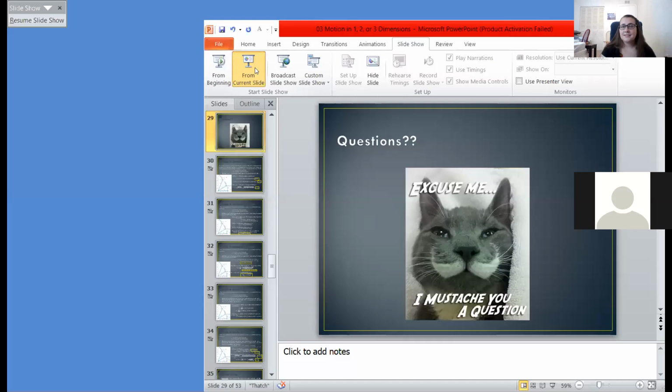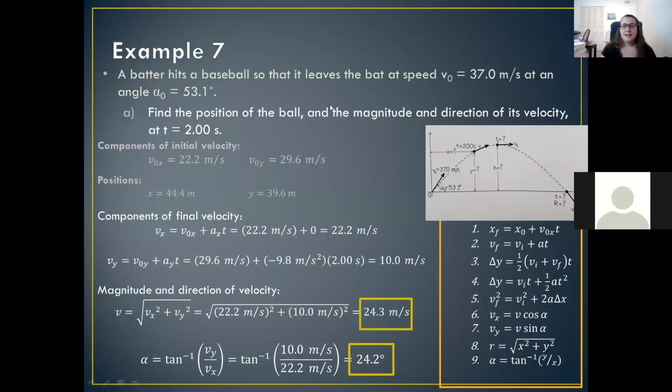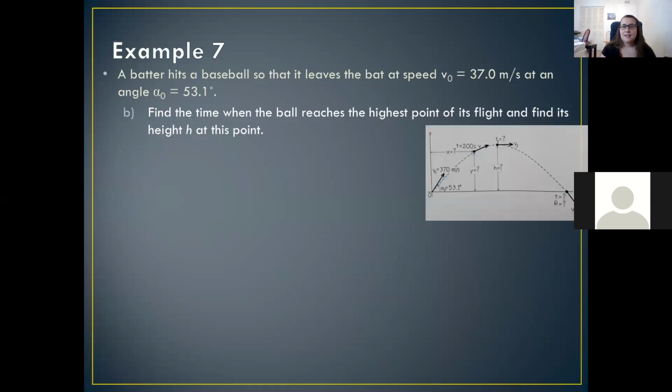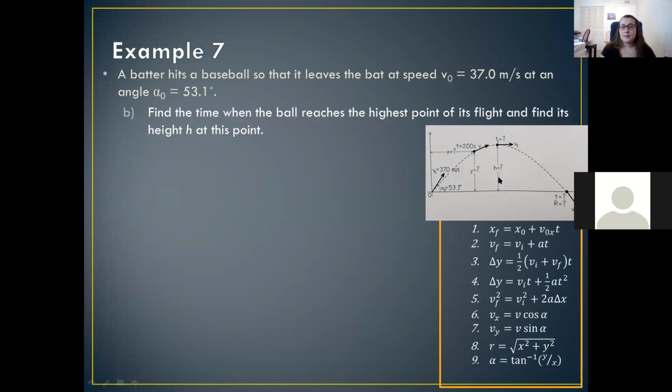All right, that's part A. Part B, find the time when the ball reaches the highest point of its flight and find its height, h, at this point. So here's our picture again. Now we're looking at this part right here. We're at the top of our trajectory, and we want to know how high it goes. Also what time it gets there.